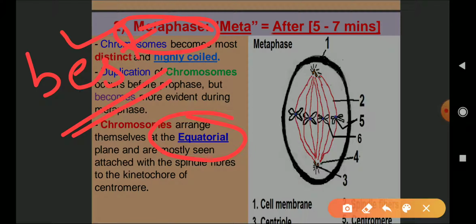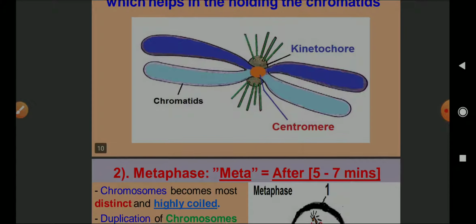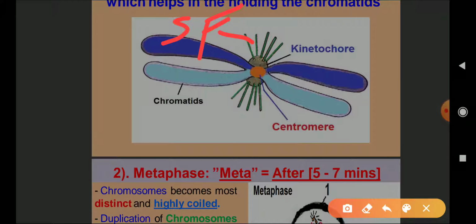Metaphase is the best phase to study chromosomes because all the chromosomes are aligned at the equatorial plane, and all of them are attached to the kinetochore of the centromere that we have seen here. This brown part is the centromere, while the grayish part is the kinetochore, where the spindle fibers are attached. They are completely attached, and this is seen in the metaphase stage.